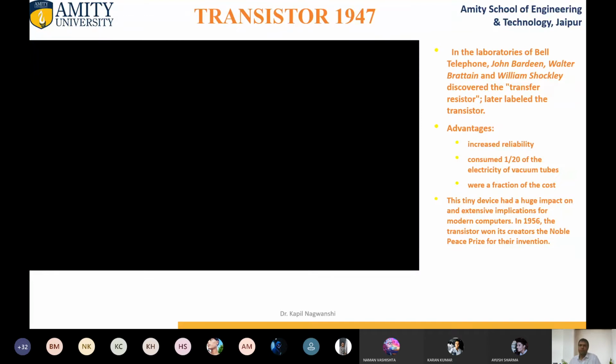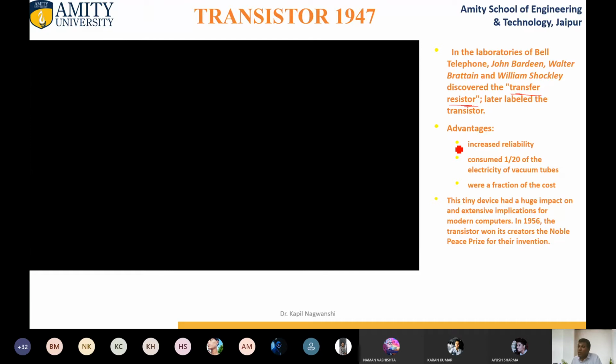Now come to the transistor. In 1947, one revolutionary change came into existence. In the laboratories of Bell Telephone, John Bardeen, Walter Brattain, and William Shockley discovered the transfer resistor. Earlier it was known as the transfer resistor, later labeled the transistor to shorten it. So the transistor came into existence.